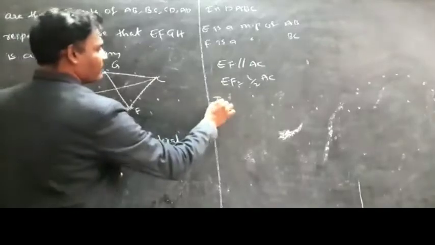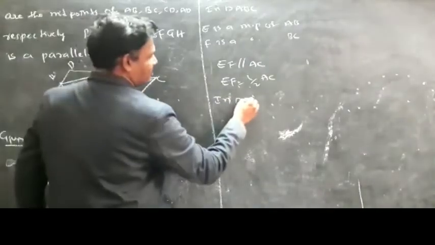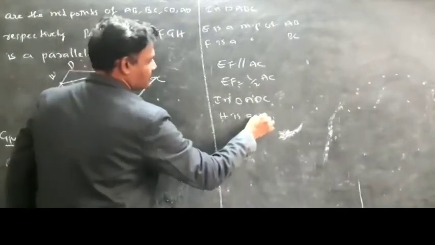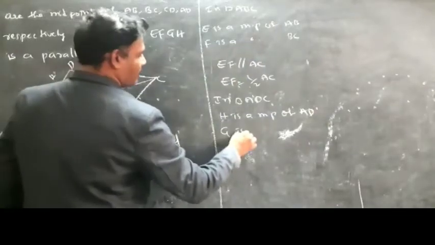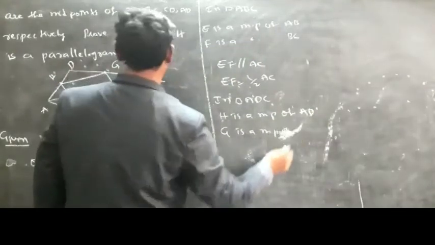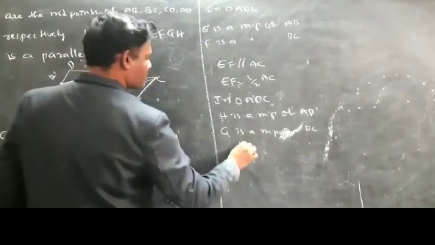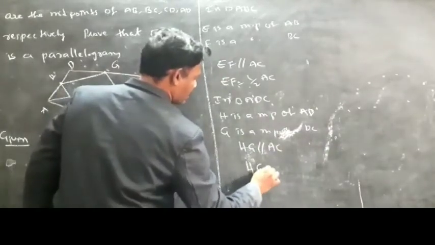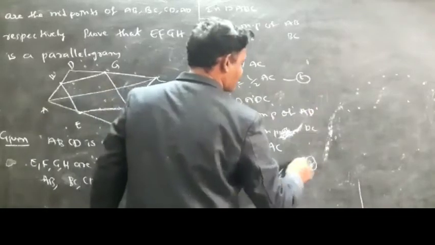Similarly, in triangle ADC, H is a midpoint of AD and G is a midpoint of DC. So what can we write here? HG is parallel to AC and HG is half of AC. So this is the first equation and this is the second equation.